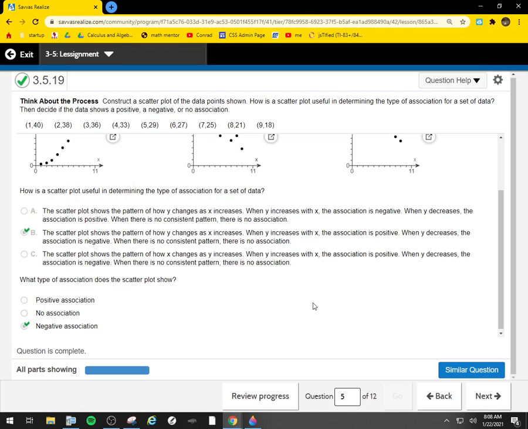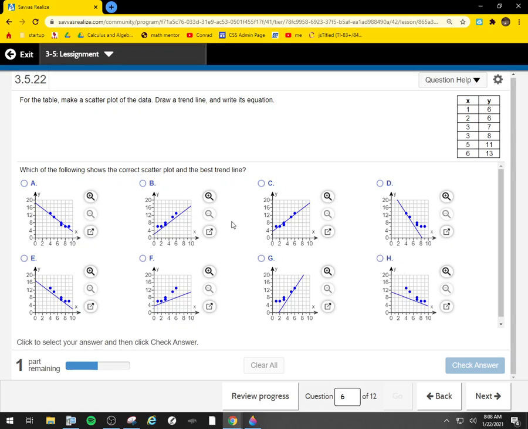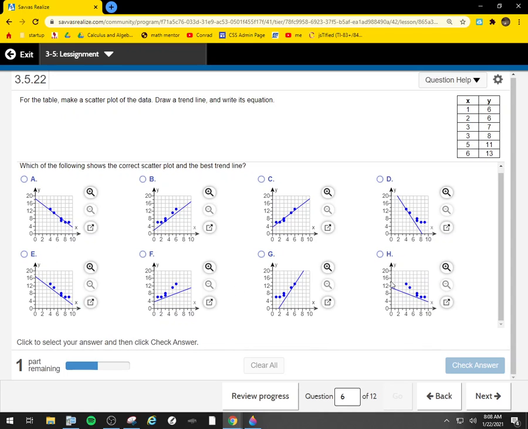All right. Here we go. Here we go. So we've got a bunch of options here. One of these is a scatter plot with the trend line that's appropriate. So let's start by finding which of these scatter plots are okay. So we need 1 comma 6. So we're going by, all right, 1 comma 6. Oh, looks like we're going by 2s here. So 2, 4, 6. So I want this spot right here.